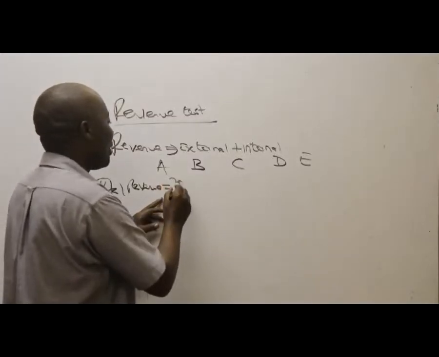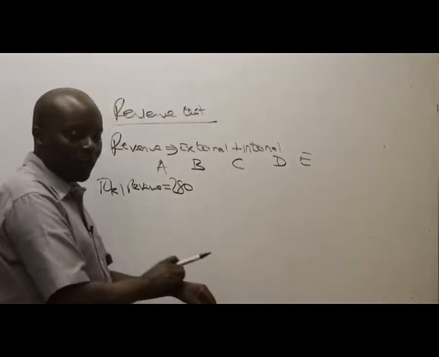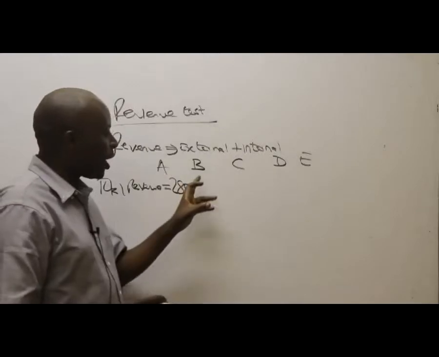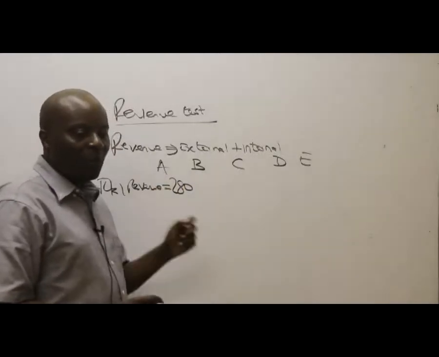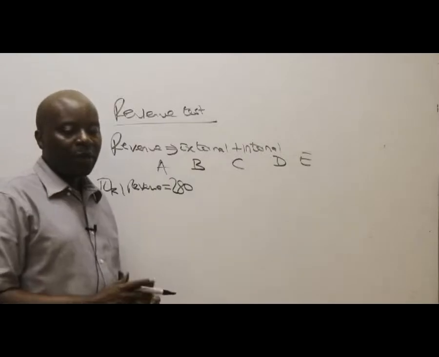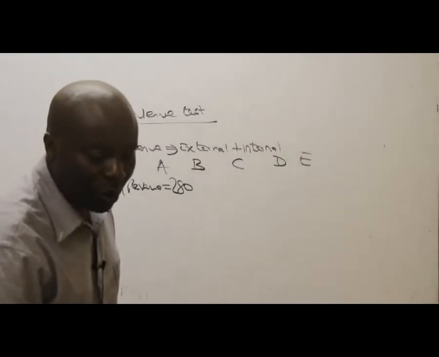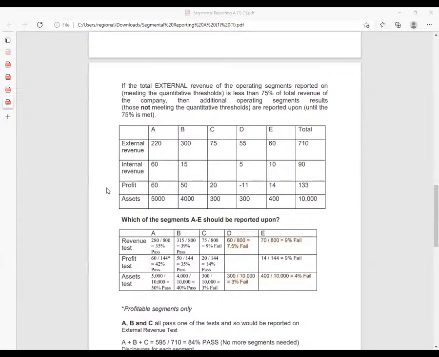280. Now, if you have been able to take a screenshot of that question, it's important to take screenshots of questions. How about B? For B, what do we have here? For B, you can see 315. Yes, B is 315. C, I can see very well, the total revenue for C is 75. For D, the total revenue is 55 plus 5, giving me 60. And then we have E, which is 60 plus 10, which gives me 70.